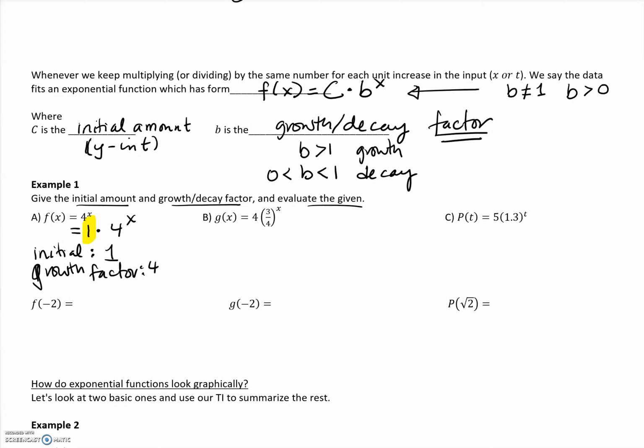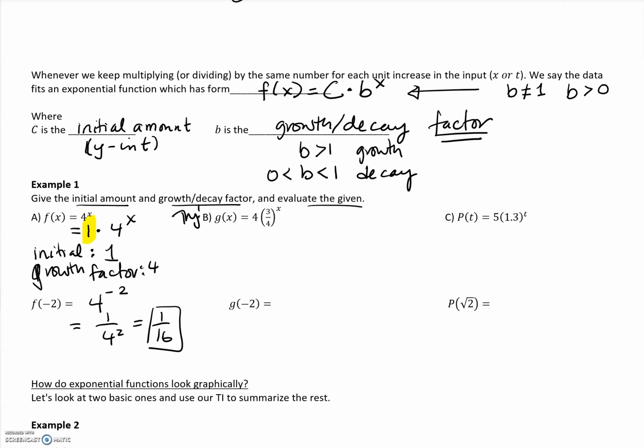Then f of -2, that's no big deal. We just have 4 raised to the -2 because the input, or the x, is -2. That's going to be 1 over 4 squared, so that's just 1 over 16. So all we did was recognize what the initial amount, or the c, was, the growth or the decay factor, and then plug it into the function and see what the output is. So why don't you go ahead and pause the video and try b on your own.